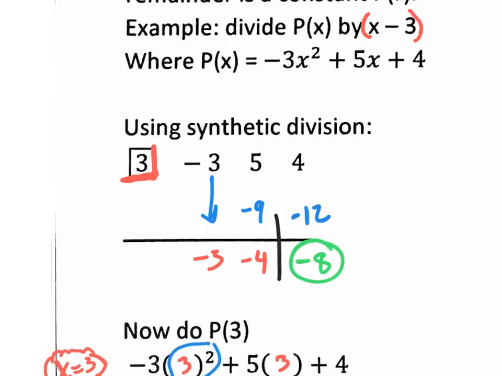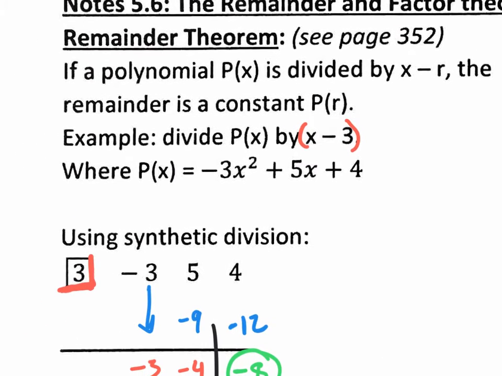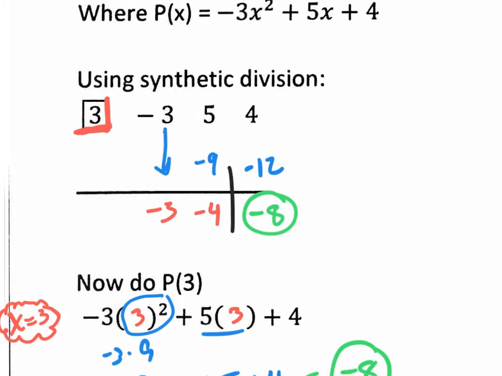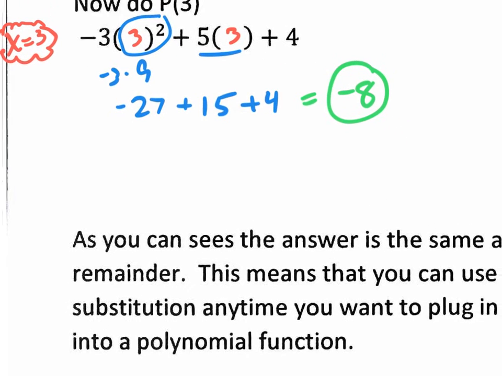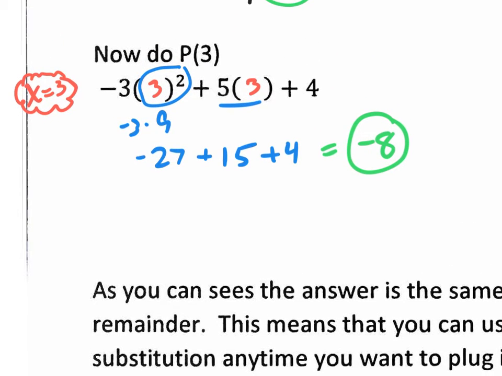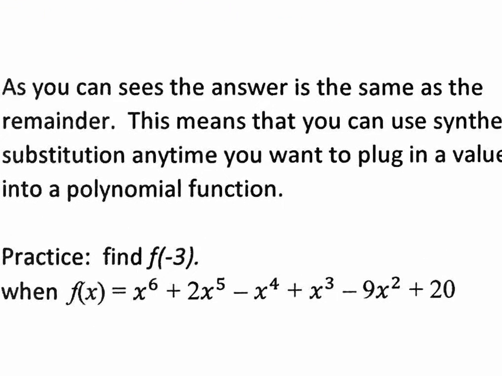The remainder theorem tells us that if a polynomial p of x is divided by a binomial, then the remainder is a constant p of r, where r would be the opposite of what you see there. I know that this is way more complicated than what it's supposed to be. It's as simple as this. You could use synthetic substitution. Just like you do synthetic division, you could use synthetic substitution instead of actual substitution.